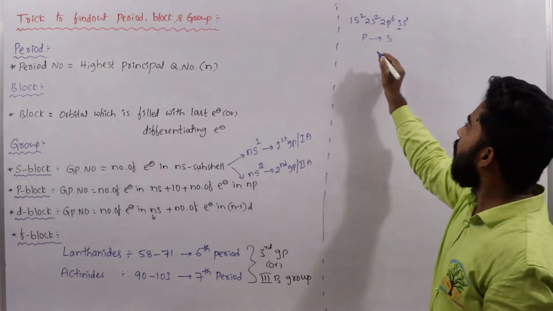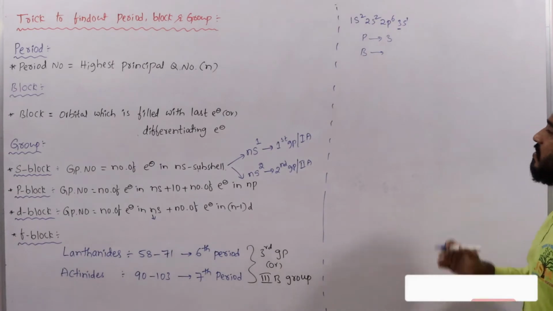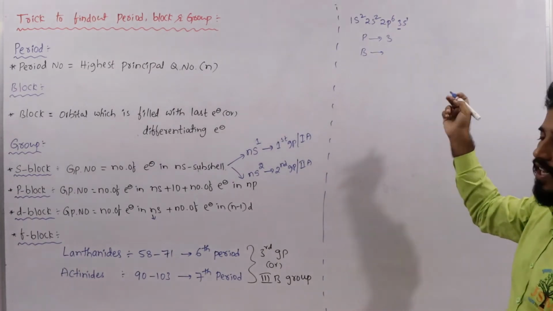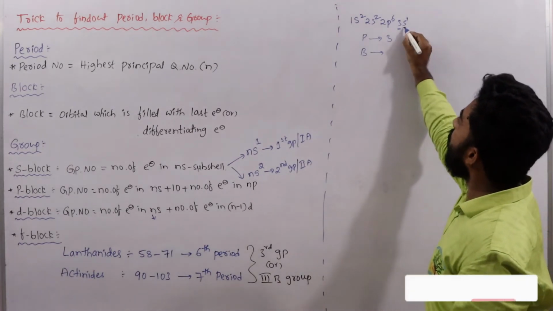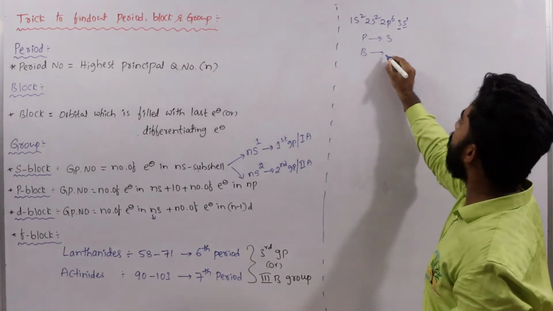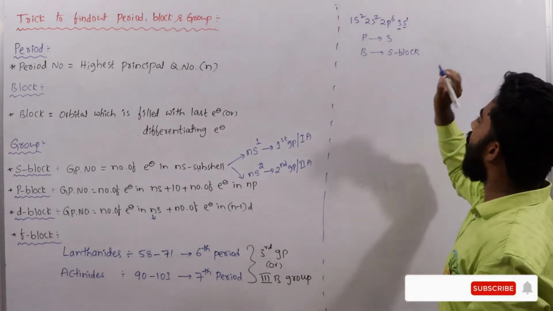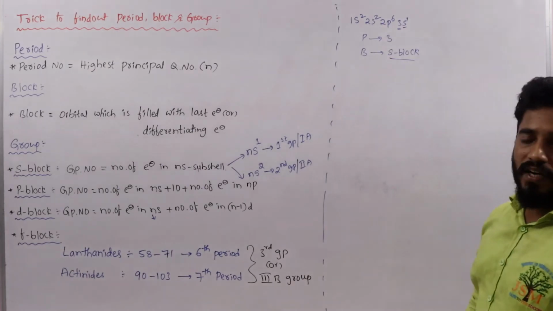Next, find out the block. In which orbital does the last, differentiating electron enter? The last electron enters into the s orbital. That's why the block is s block. When it is s block, how to find out the group?